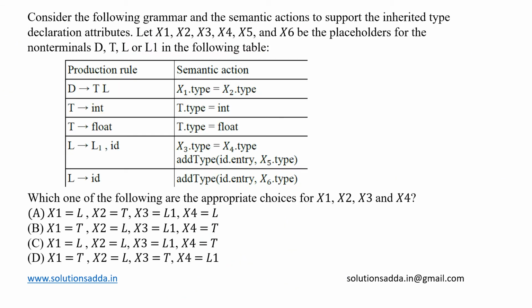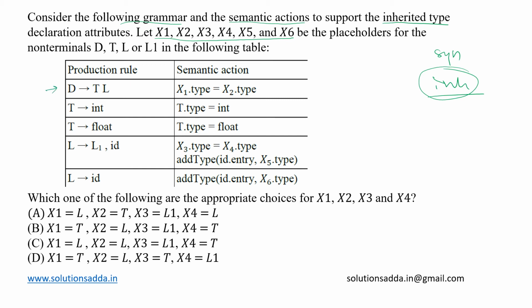This is a compiler design question based upon SDT. We have been given the following grammar and the semantic actions. These x1 to x6 are the unknowns. They are the placeholders which we need to find the values of, and the attributes are given to be of the inherited types. We basically have two types of attributes, synthesized and inherited. In inherited attributes, we can inherit the value either from the parent or the left sibling. So based upon this, let us try to figure out what these unknown values can be.